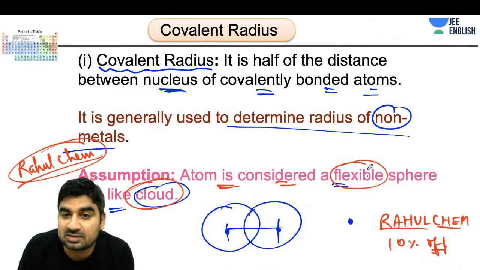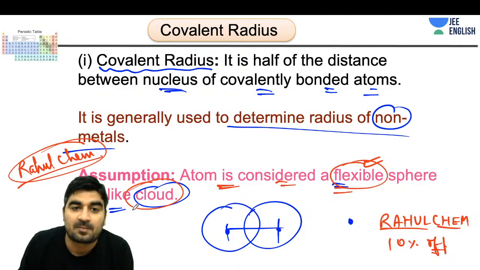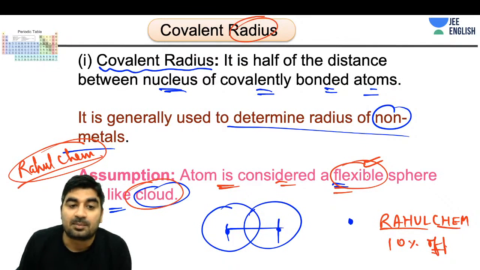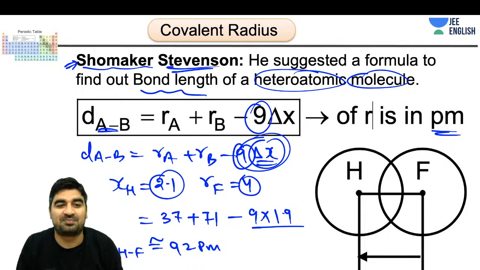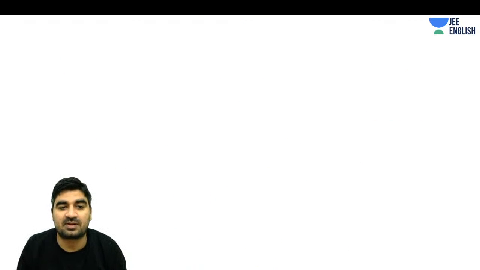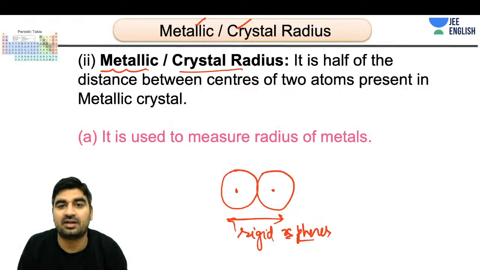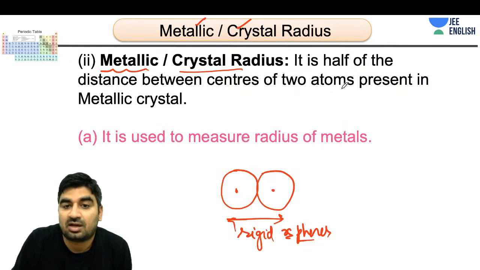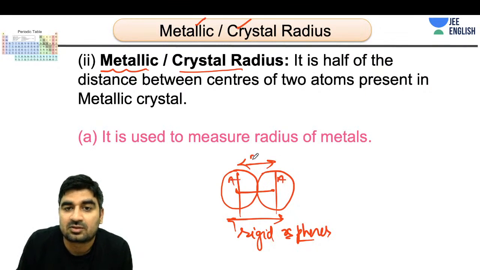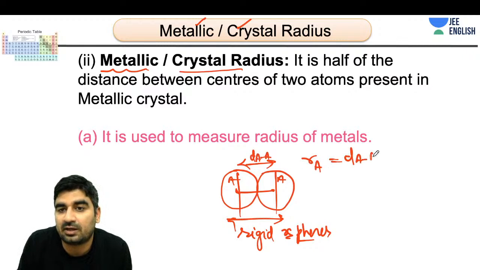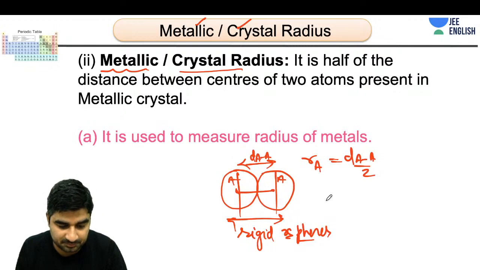So guys, atom is considered as flexible sphere in covalent radii. But when I'm talking about the metal, you know that they are tough. So we don't consider them as flexible, rigid spheres, right? So it is half of the distance. So if this is the distance between A, got it? So if this is the distance between A, so the radius of A will be dAA by 2. Got it?